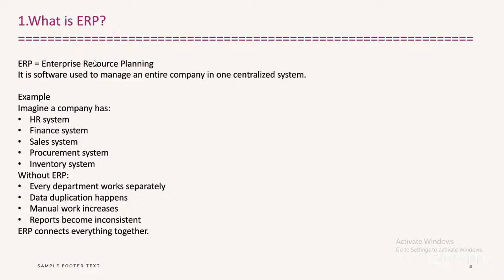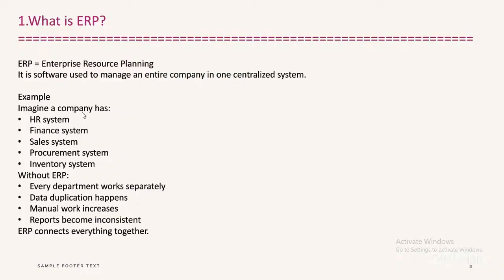Now we need to understand what an ERP system is. ERP is enterprise resource planning. It is software used to manage an entire company in one centralized system, so no system has to communicate manually. With ERP, a single software is used to manage an entire company in a centralized system.